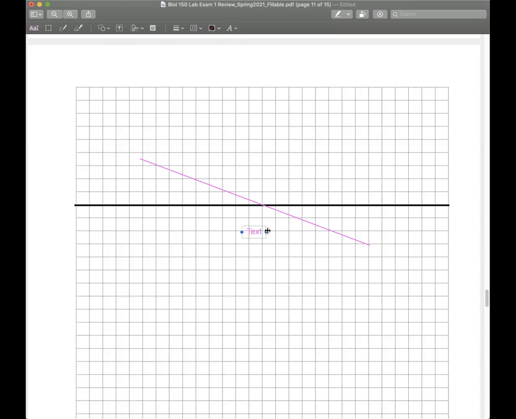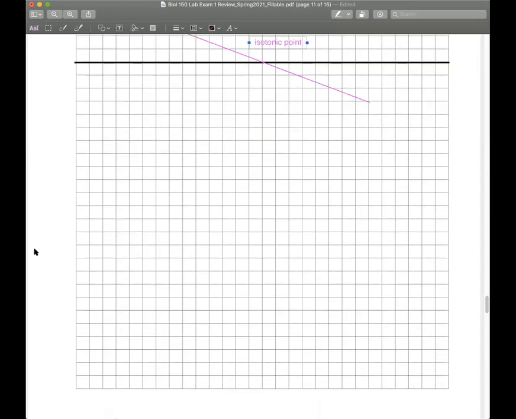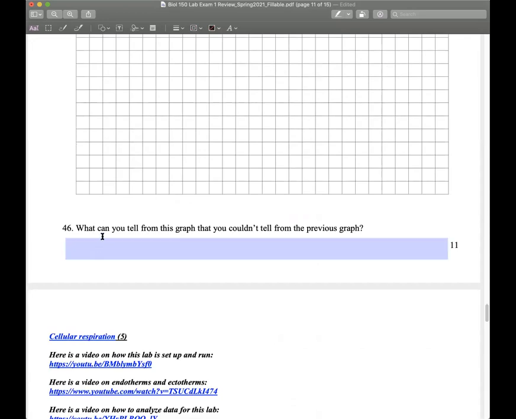Yeah, so where this particular line crossed the x-axis, this was our isotonic point, where the concentration of solute inside the potato cells equals the concentration outside. So that's what was special there. And I think that's what it's getting at for this question 46: what can you tell from this graph that you couldn't from the previous graph? That would be your isotonic point.